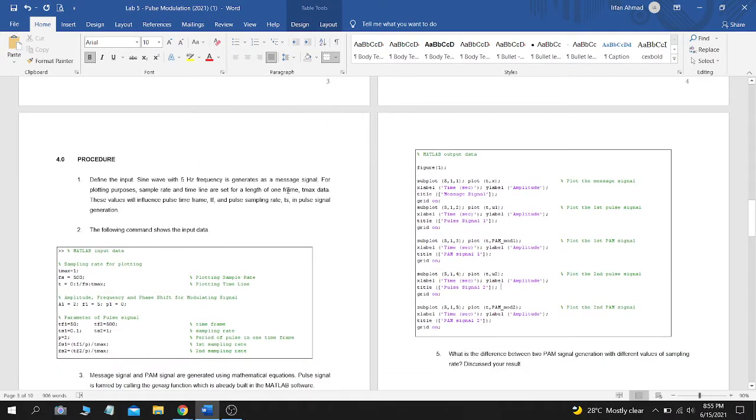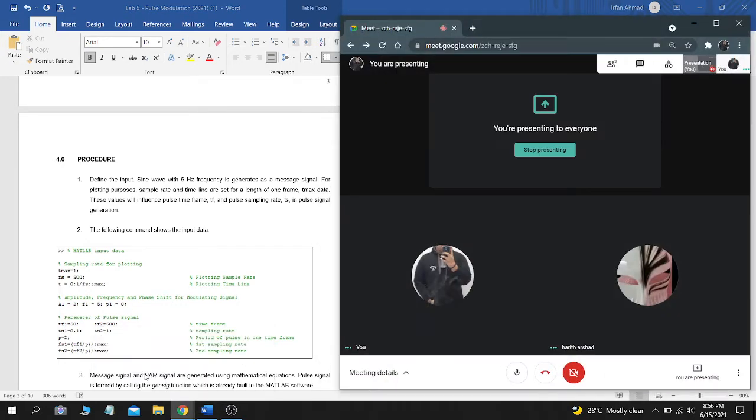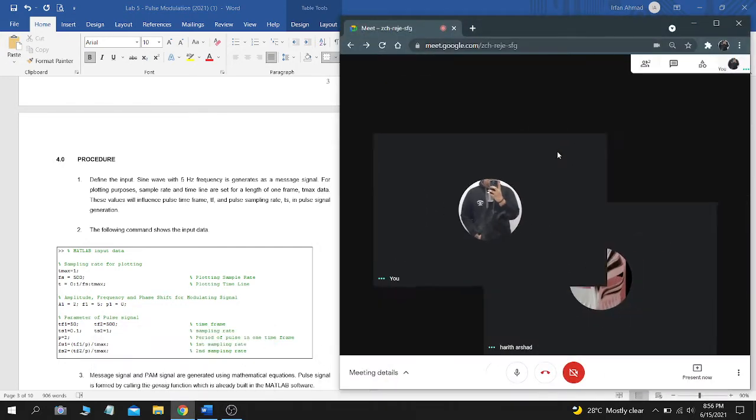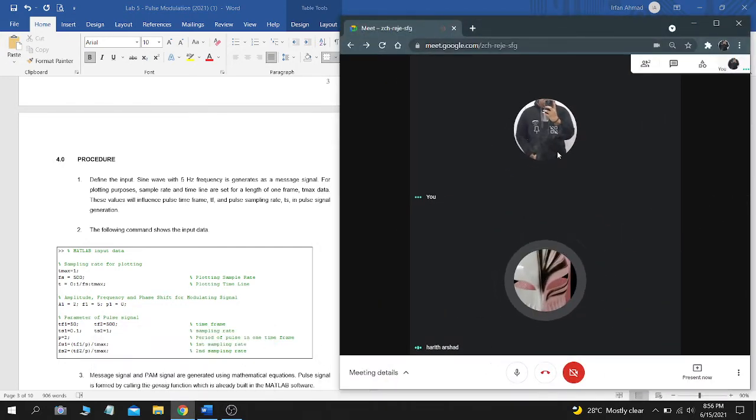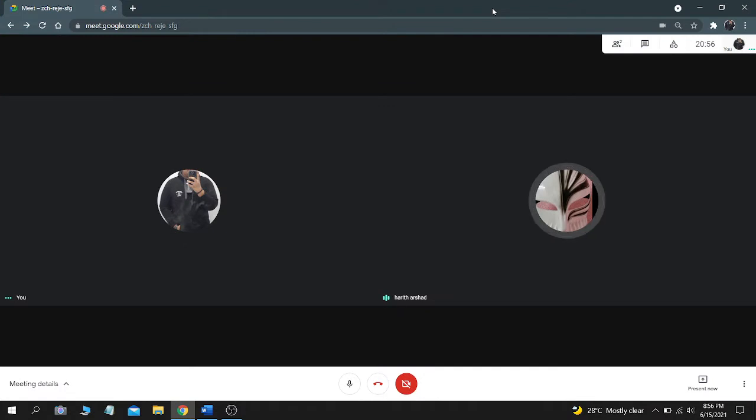Then, for the procedure part, I will pass it to Hari Arshad for the explanation and also the simulation. Thank you, my friend. Now I want to explain the procedure of Lab 5 pulse modulation.